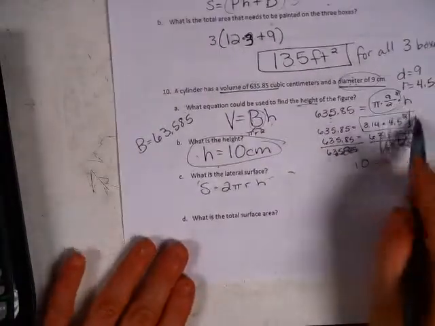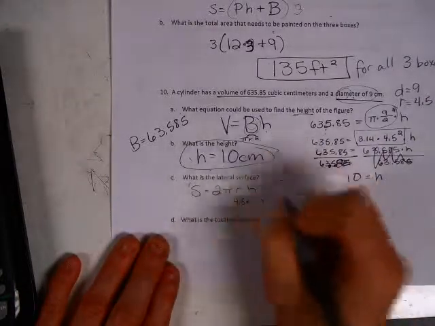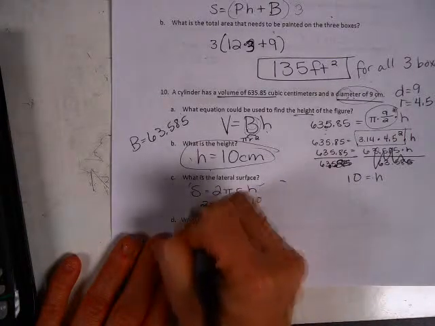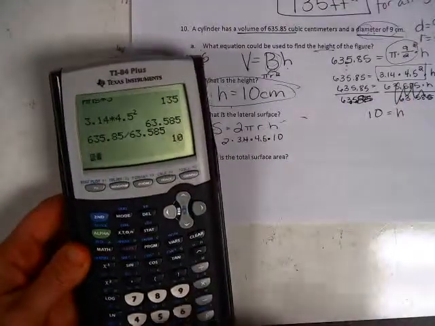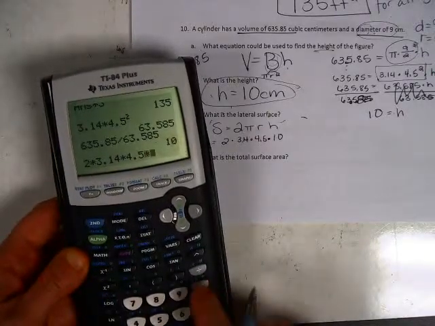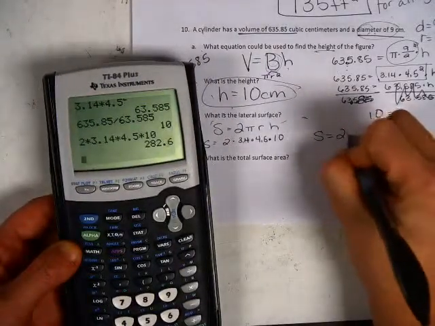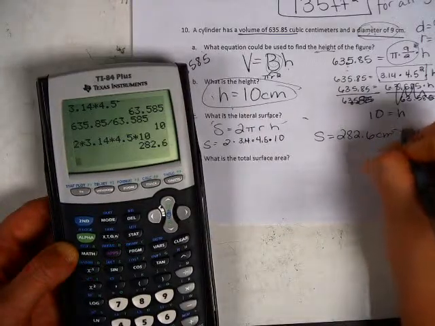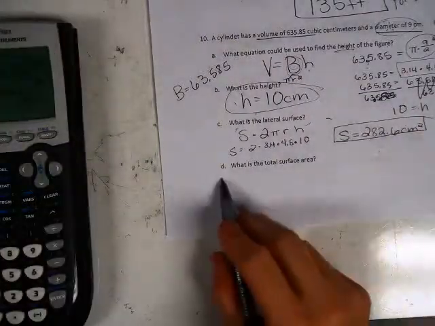So, go back to this. Here's your r. The height is 10 times 3.14 times 2. So, let's do it. 2 times 3.14 times 4.5 times 10. And your answer is, and it's centimeters squared this time. Okay? Now let's go and find total.